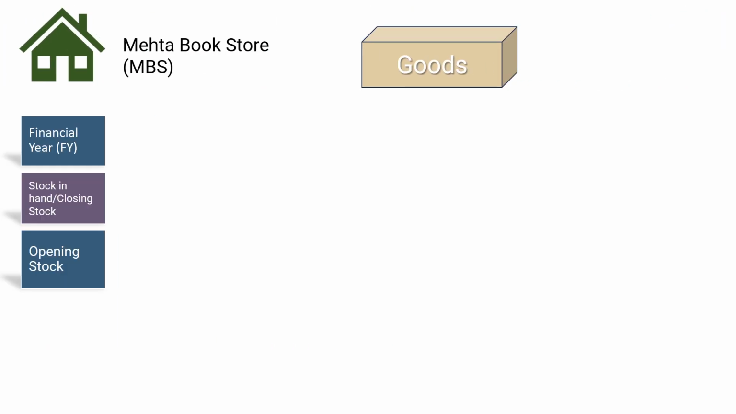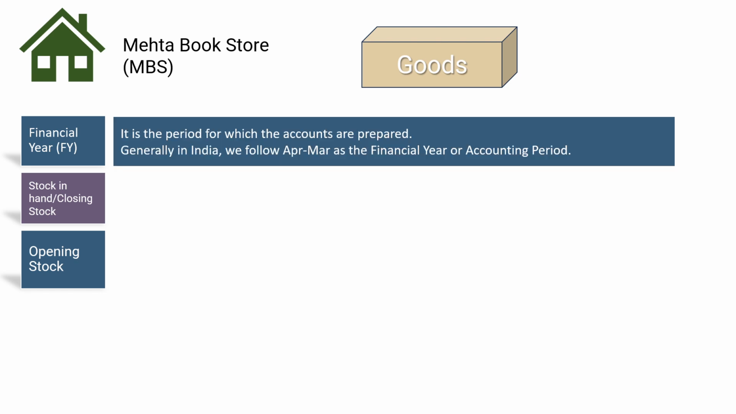Now, the next one, financial year. What do you mean by the financial year? Financial year is the period for which the books of accounts are prepared. In India, we generally follow April to March as the financial year. In many organizations, you see January to December as the financial year or the accounting year.